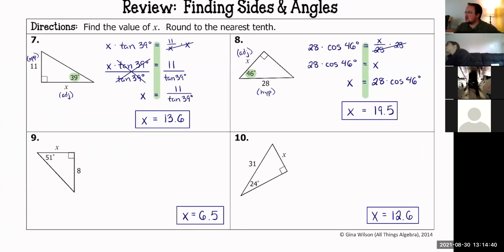Seven and 8 were really the two main possible ways that it could take form. Now, obviously, sine, cosine, tangent, those could be interchangeable depending on which sides of your triangle you have. But in terms of the steps beyond that, either you're going to have a division at the end or a multiplication.